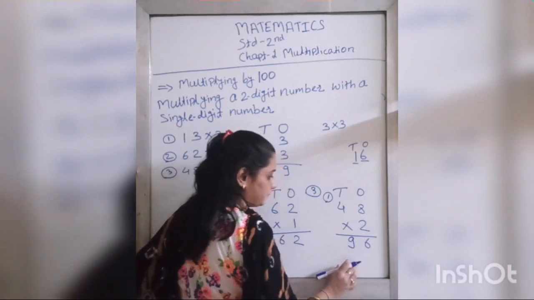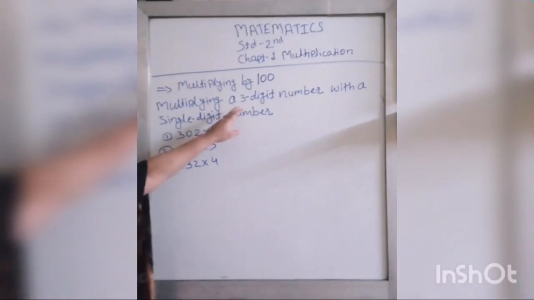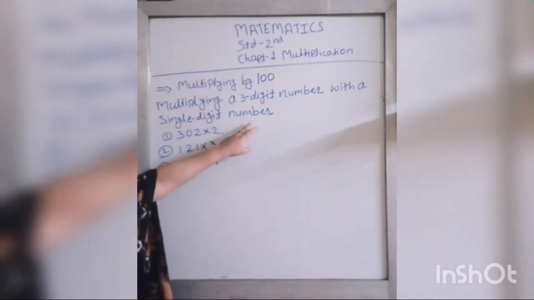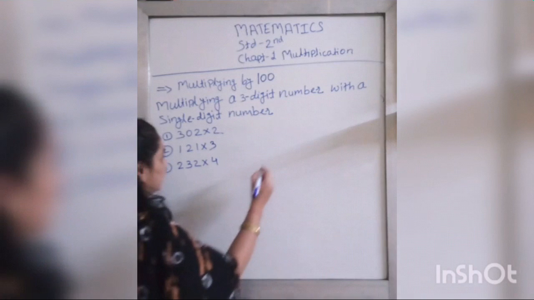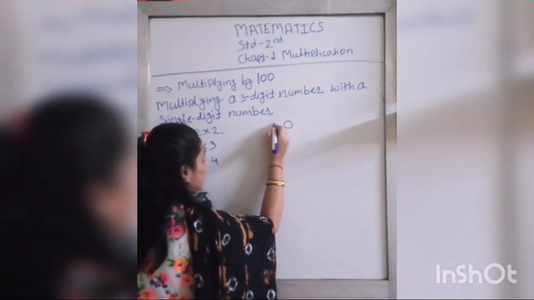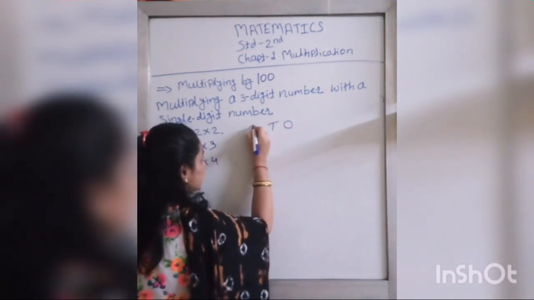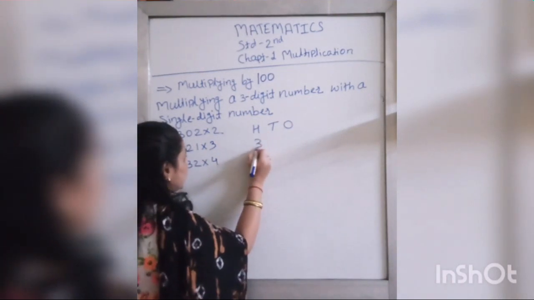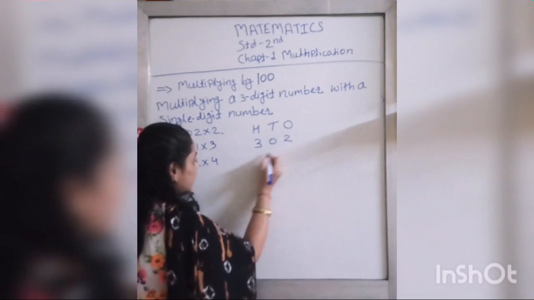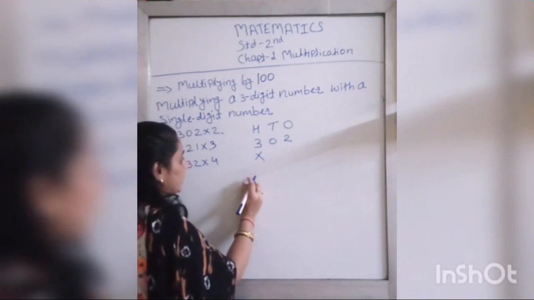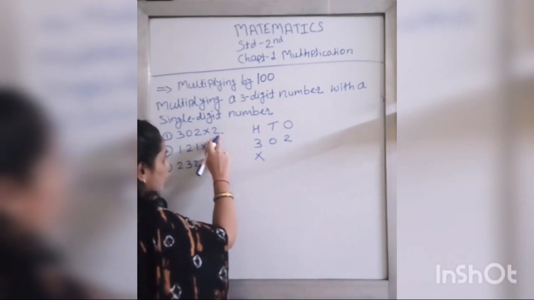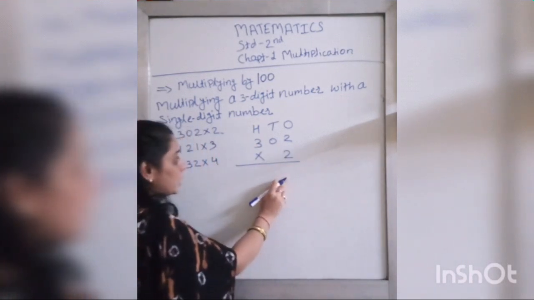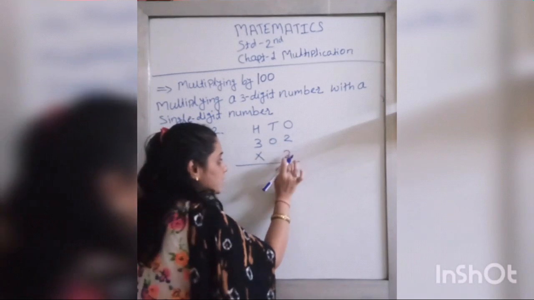Understood everyone? See, multiplying a 3-digit number with a single digit number. See the first one. First we will write the place values: ones, tens and 100s. What is the number? First, 302. Put the sign of multiplication. By which number are we going to multiply? 2. Write down 2. Start multiplication from the ones place.